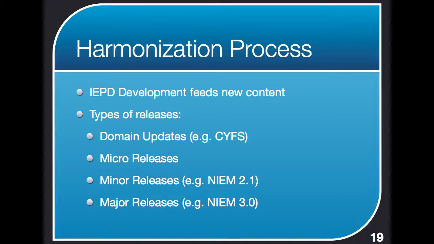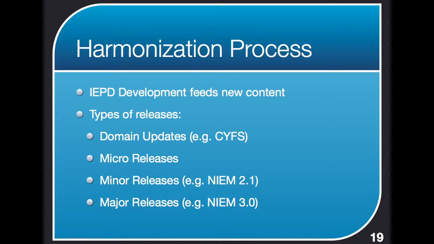One is called a domain update, and that's where a domain says, well, we're going to update our stuff. So they do a domain update. Now what happens with the domain update is that you've still got the older version sitting there, and people can optionally use your domain update, or they can stick with the old one. So domain updates don't technically affect other parts of the model, even other domains that draw from you, because they're drawing from an older version of your domain.